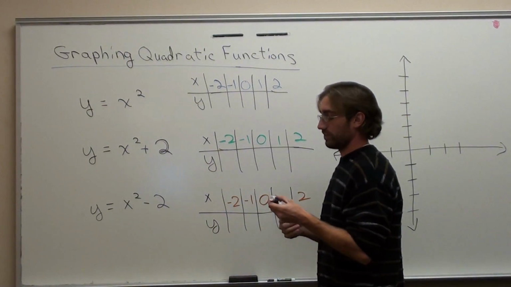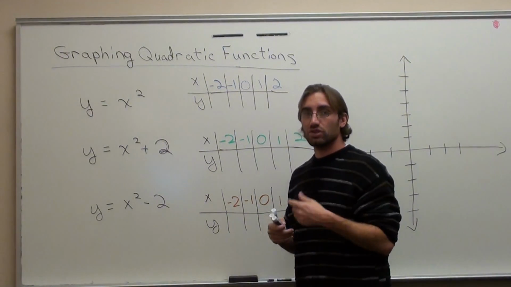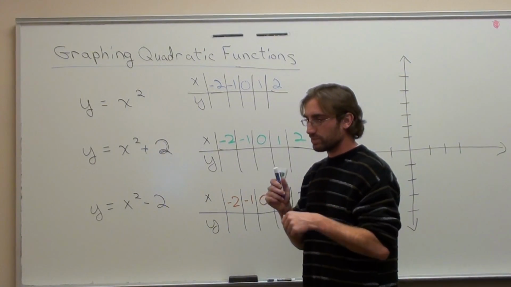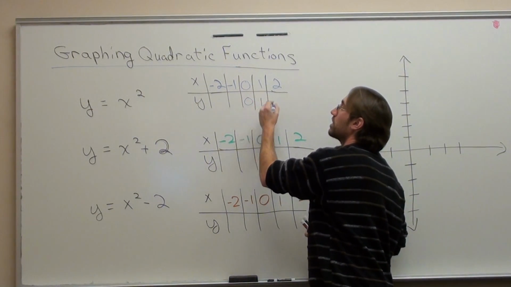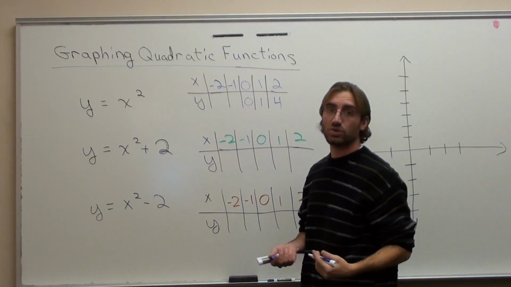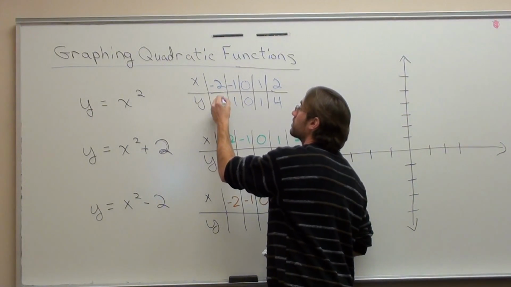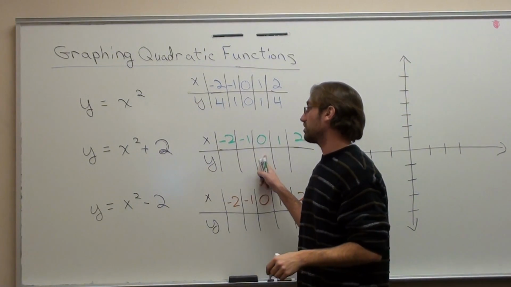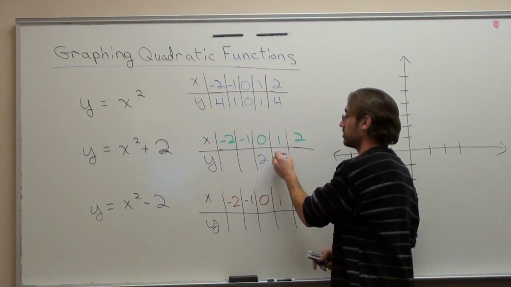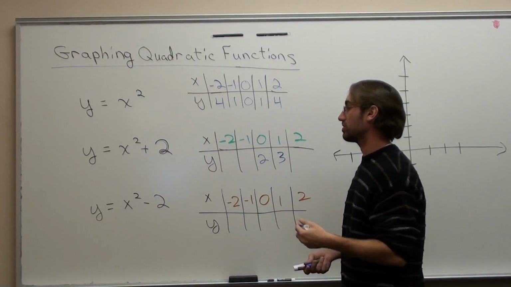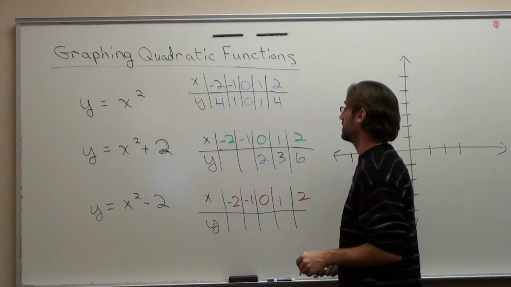So we'll start with the first one. I'm going to go ahead and do this. You can do this too. Just punch it in, or right here is fine. 0 squared is 0, 1 squared is 1, 2 squared is 4. Negative 1 squared is 1, negative 2 squared is 4. 0 squared is 0 plus 2 is 2. 1 squared is 1 plus 2 is 3. 2 squared is 4 plus 2, which is 6.